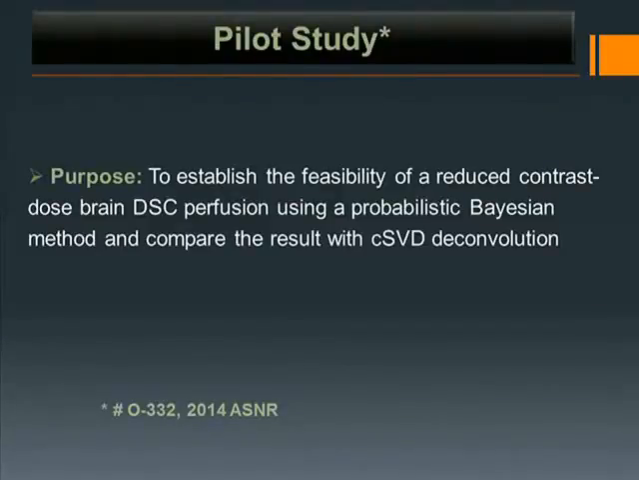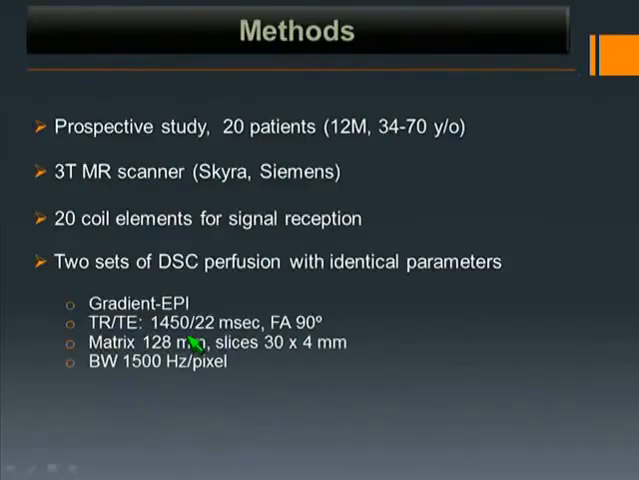So what we did, I'm just going to go through it quickly. I presented this paper yesterday. If you're interested in a more detailed presentation, the number was 332. But I'm just going to point out a few important things in our results. We evaluated 20 patients. We scanned them on a 3T magnetic field. We used 20 coil elements for signal reception. We used a standard DSC perfusion sequence, a gradient EPI with a temporal resolution of 1.5 seconds.